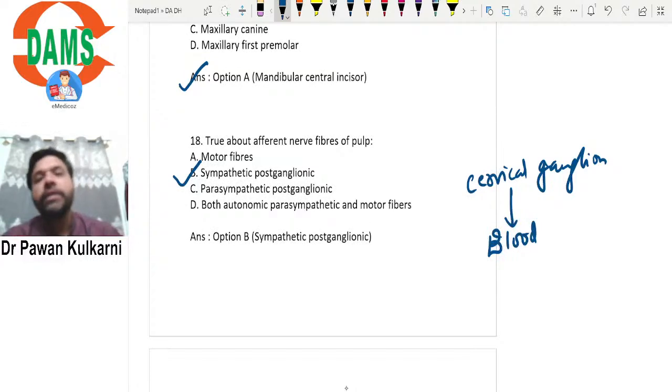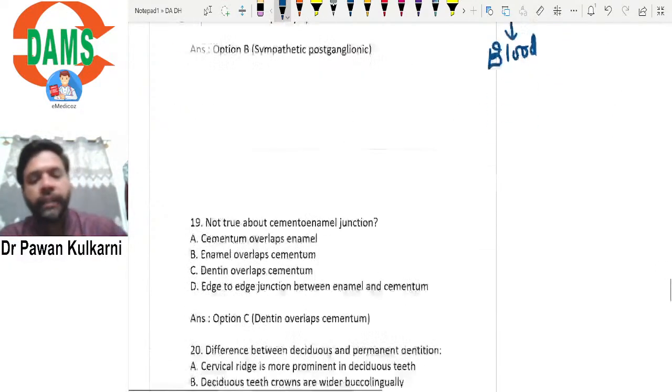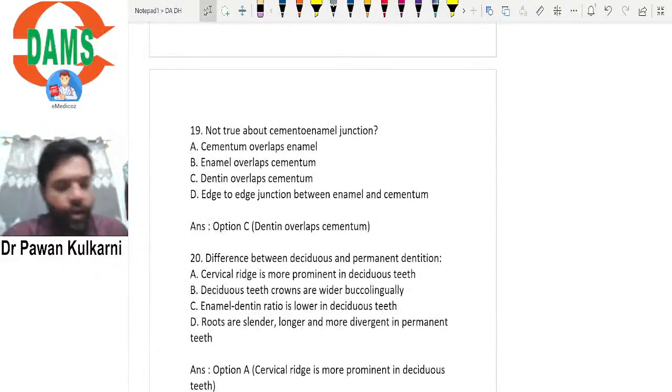Which is that ganglion? Cervical ganglion. So the correct answer here is sympathetic postganglionic fibers. Next question: not true about cemento enamel junction. Okay, this is a straightforward question.